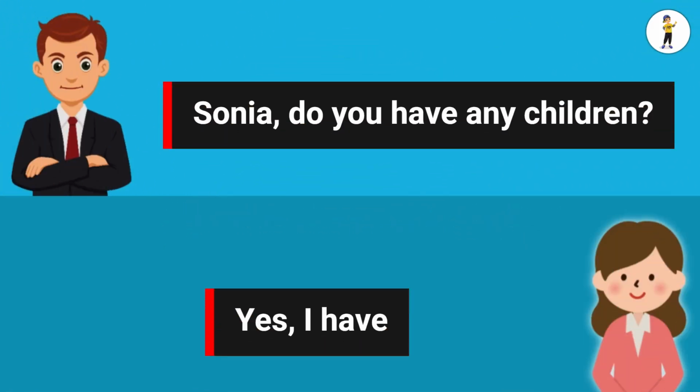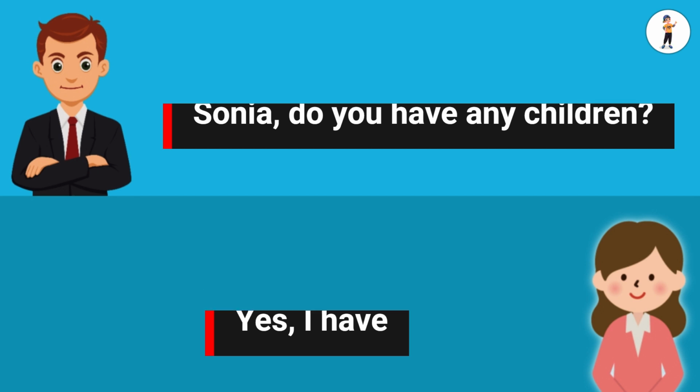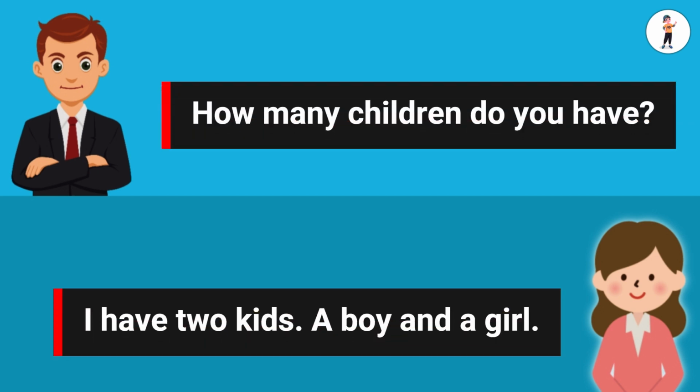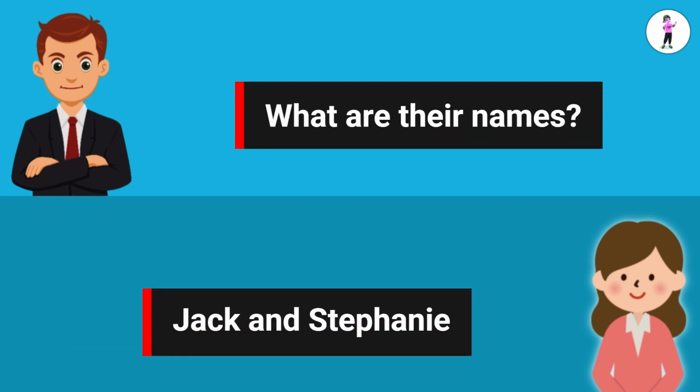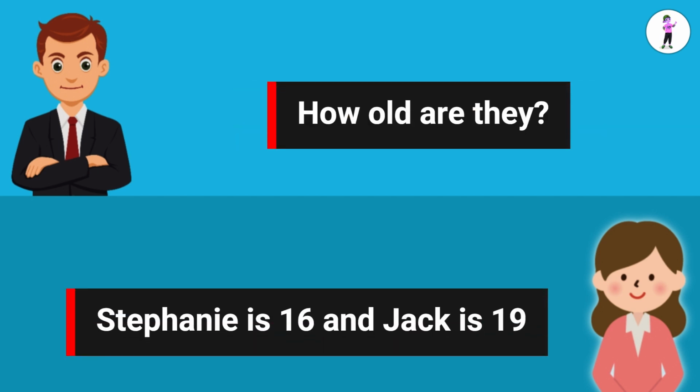Sonia, do you have any children? Yes, I have. How many children do you have? I have 2 kids. A boy and a girl. What are their names? Jack and Stephanie. How old are they? Stephanie is 16 and Jack is 19.